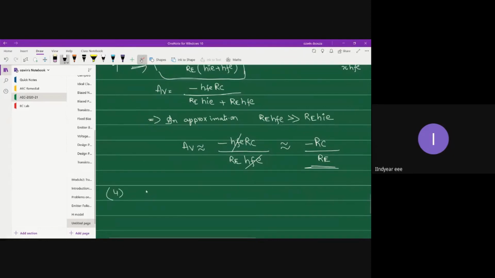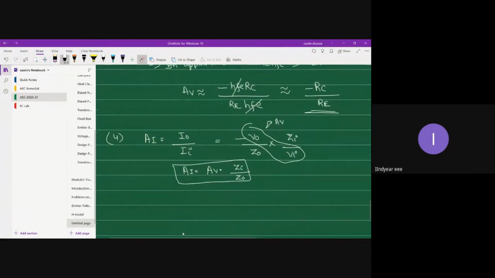And finally, you have your current gain. Current gain is very easy to calculate. I naught by II is equal to minus V naught by Z naught into Zi divided by Vi. That's your voltage gain AV. So current gain AI is AV times the ratio of input impedance to output impedance.